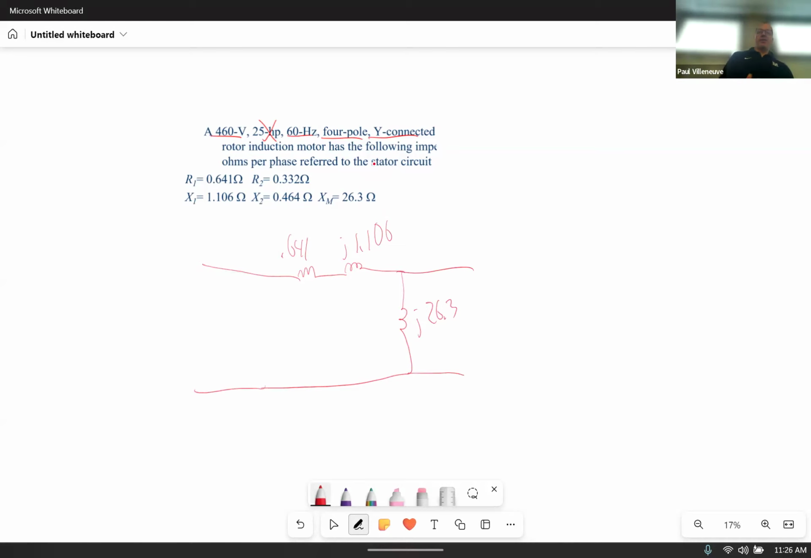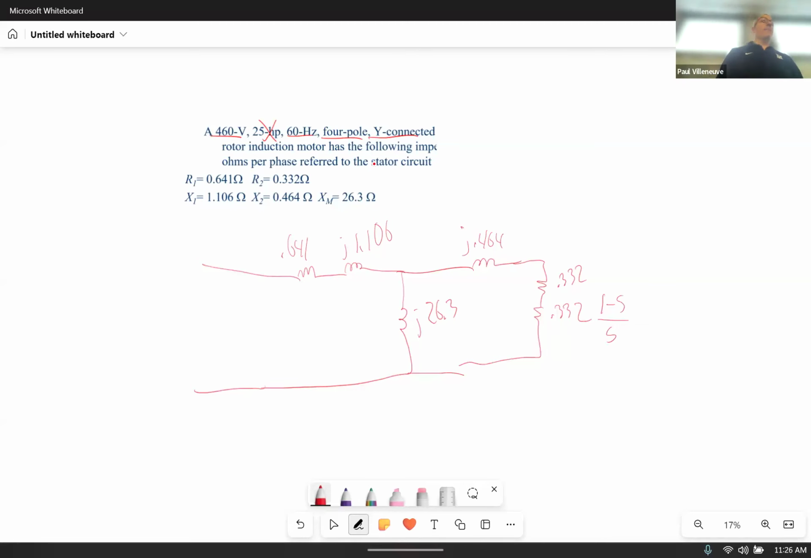So everything has been converted to the primary side of the transformer. And now I have my j0.464. And the last thing I'll have over here is my two resistors. This one will be my R2, 0.332. And this is 0.332 times (1 minus S) over S. That's a variable resistor. Technically I should have put these in reverse order, so let's just erase this to make it easier.